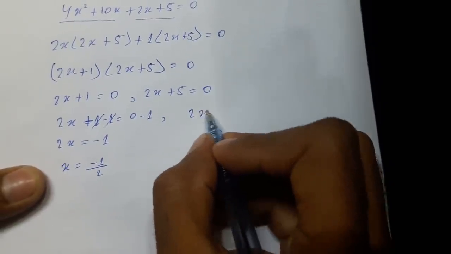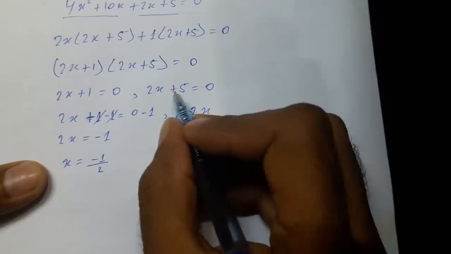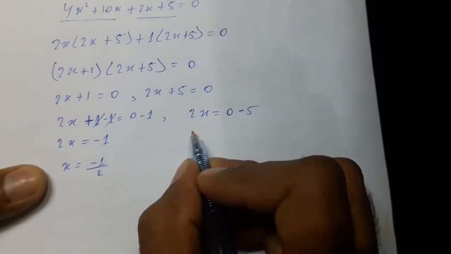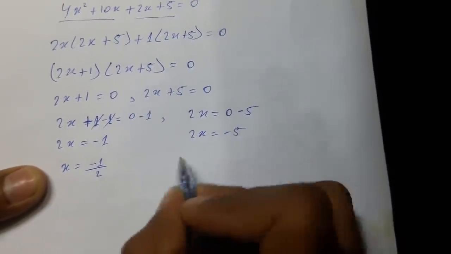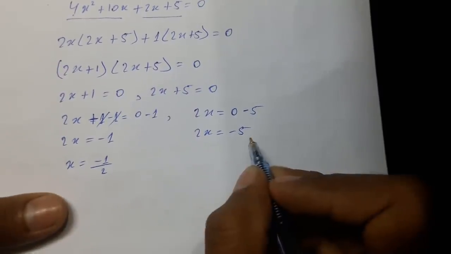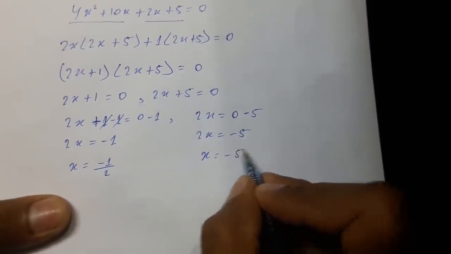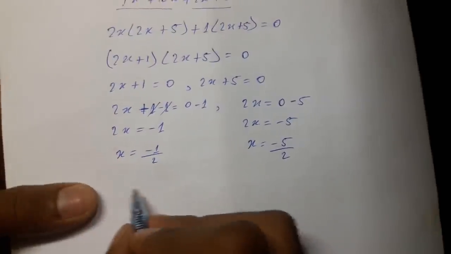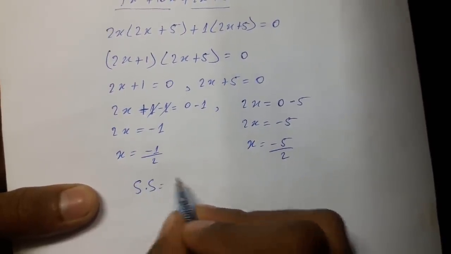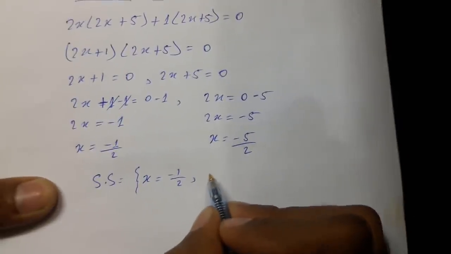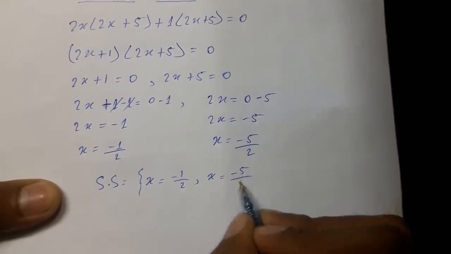Now move here: 2x plus 5 is equal to 0. The plus 5 will be moved over, so 2x is equal to 0 minus 5. Now 2x is equal to minus 5, and 2 is multiplying with x. So when we move 2 to the other side, it will be dividing. So x is equal to minus 5 divided by 2. So the solution: x is equal to minus 1 over 2 and x is equal to minus 5 over 2. This is your answer.